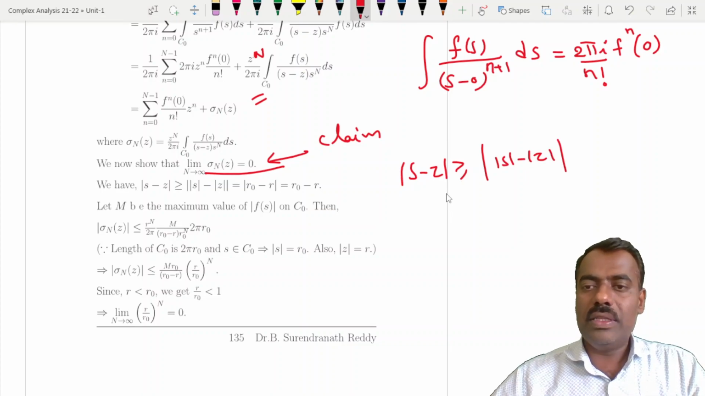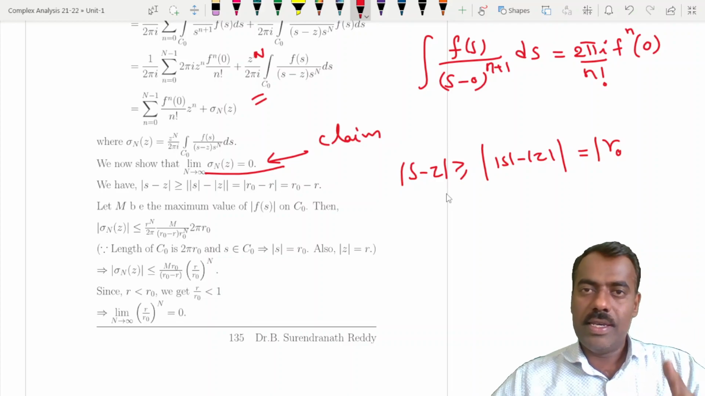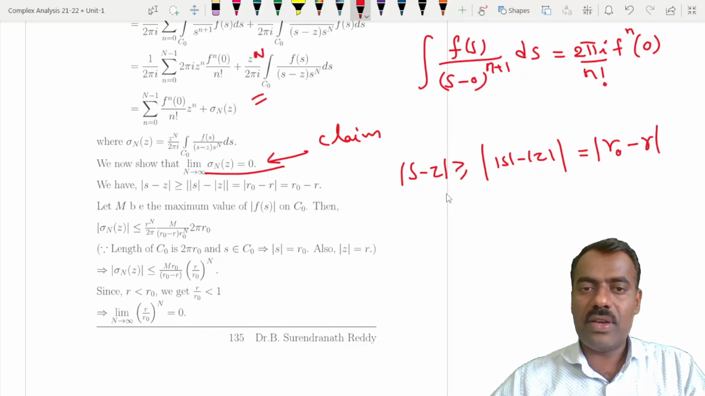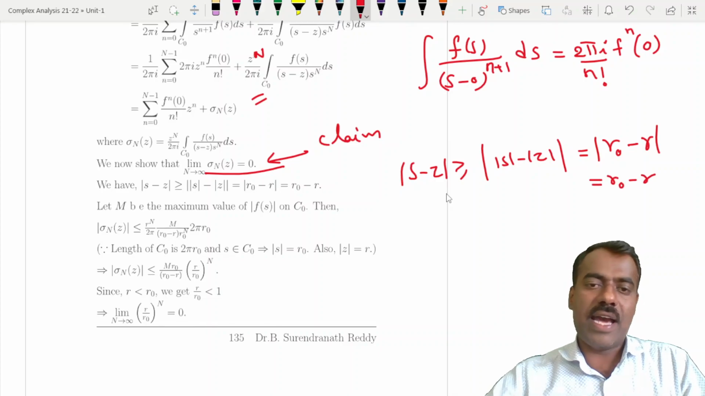And we know all those values, which is nothing but mod r naught, because s is a point on the circle c naught, that means whose radius is r naught, and z is a point whose distance is r, which we have started with. But r naught is greater than r, so this is the same as r naught minus r.